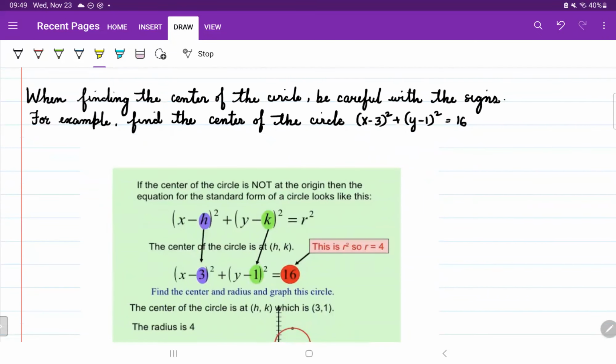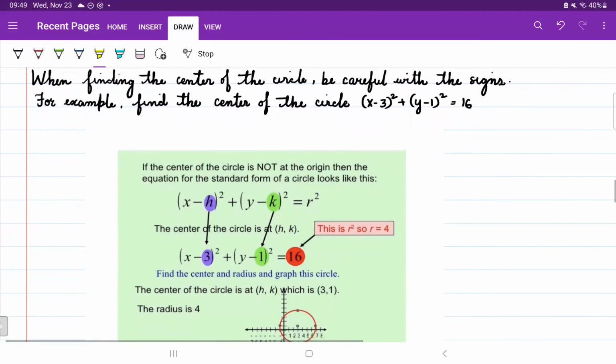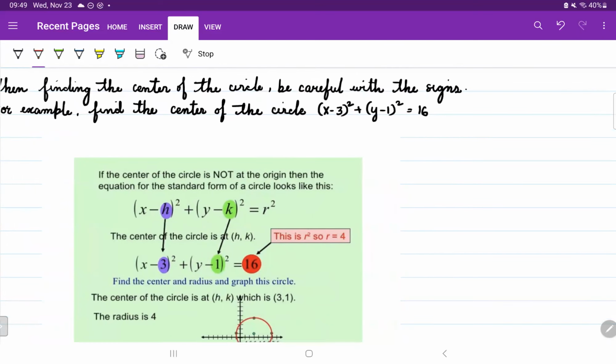Okay, so when finding the center of the circle, we have to be careful of the signs. For example, let's do this where we have to find the center of the circle x minus 3 whole square plus y minus 1 whole square equals 16. Let us first try to solve this on our own and then look at the figure here. So we have x minus 3 whole square plus y minus 1 whole square equals 16.